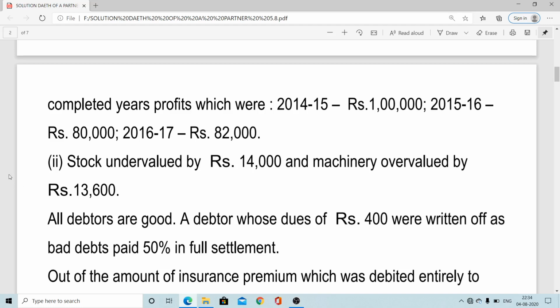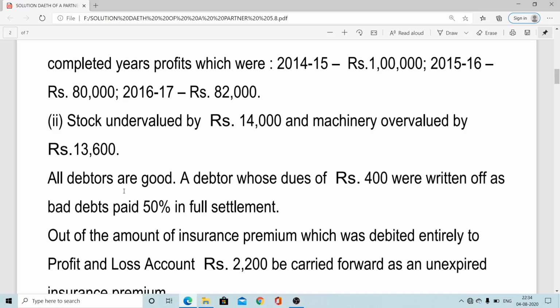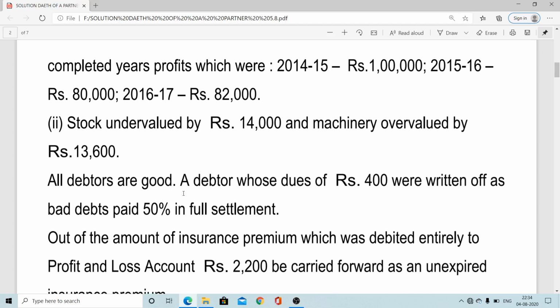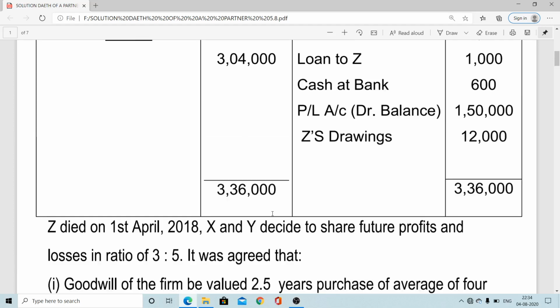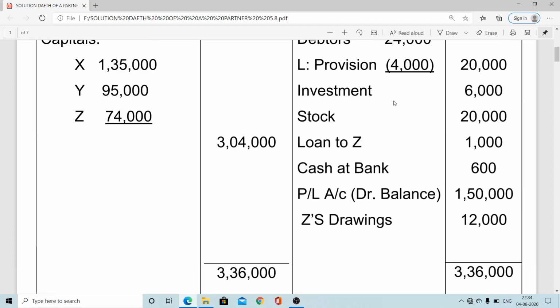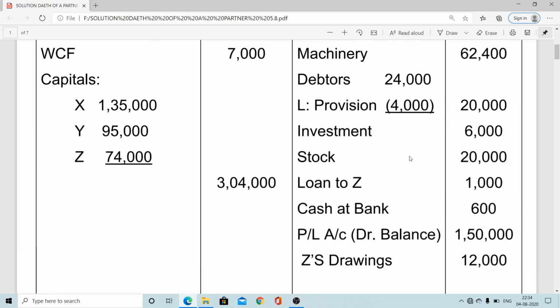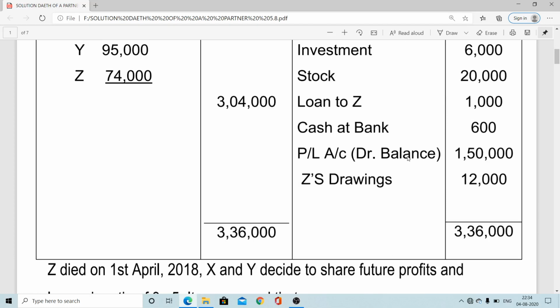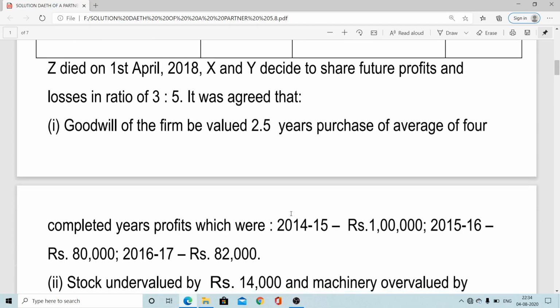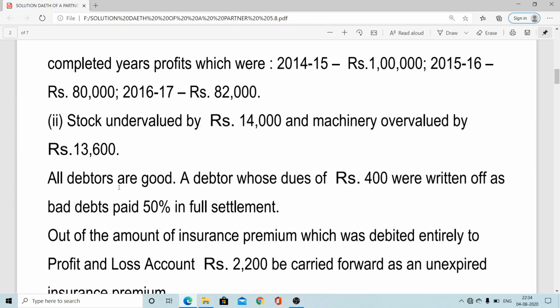Machinery overvalued by rupees 13,600. That is also an error. Why is the machinery value showing higher? We should show the correct figure. So it is overvalued, meaning we have to decrease this. Next adjustment also there. All debtors are good. Very nice. All the customers are very good customers. Earlier it was thought that some doubt is there, that 4,000 amount we cannot recover, but at the time of death it is disclosed that all the debtors are good.